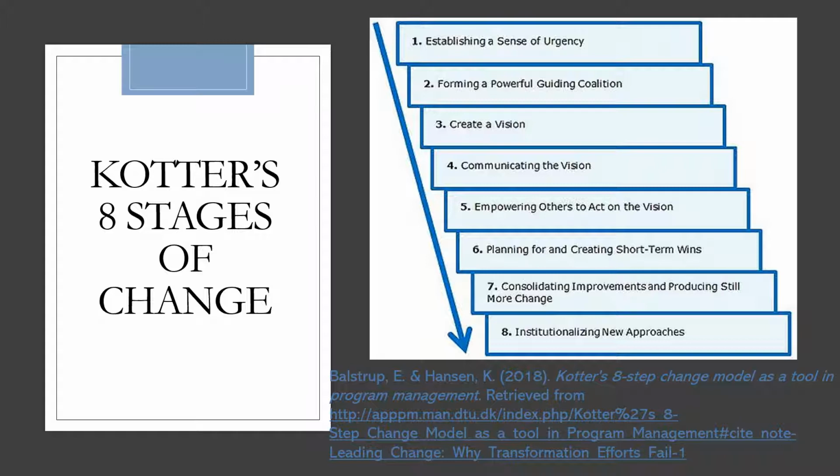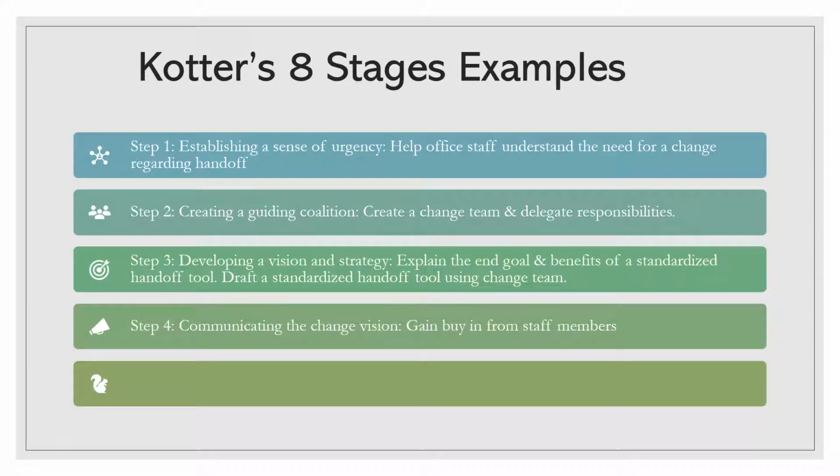First step is establishing a sense of urgency. Second is forming a powerful guiding coalition. Third is creating a vision. Fourth, you communicate the vision. Fifth is empowering others to act on the vision. Next is planning for and creating short-term wins. Next, you consolidate improvements, but still produce more change. And finally, you institutionalize your new approach. I will break down Kotter's 8 steps in relevance to my change project.